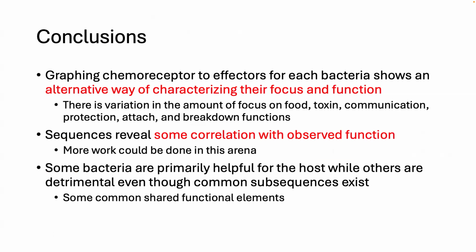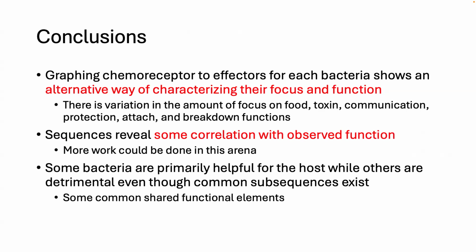So graphing chemoreceptors to effectors for each bacteria shows an alternative way of characterizing their focus and function. So there's variation in the amount of focus on food, toxin, communication, protection, attach, and breakdown functions.